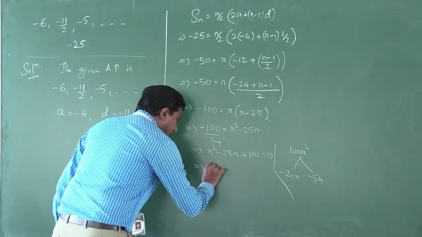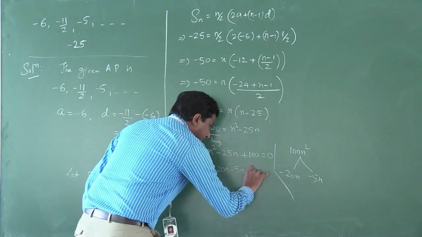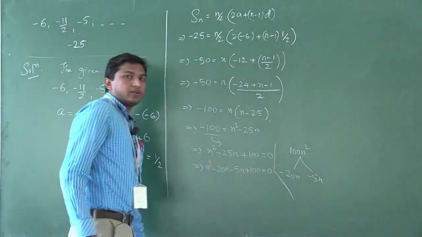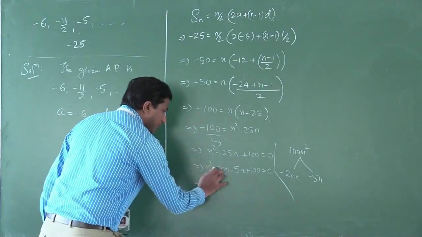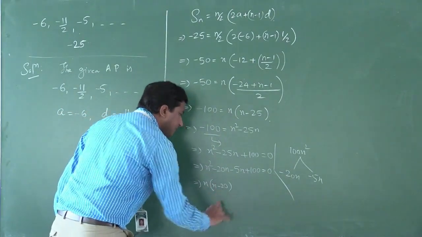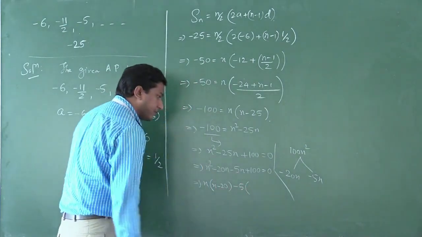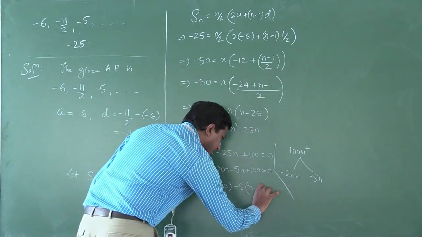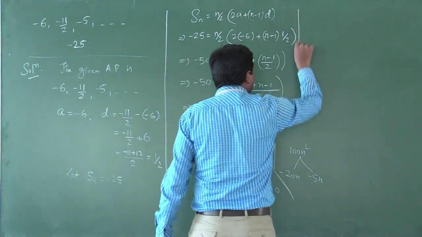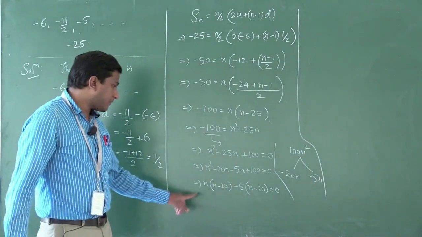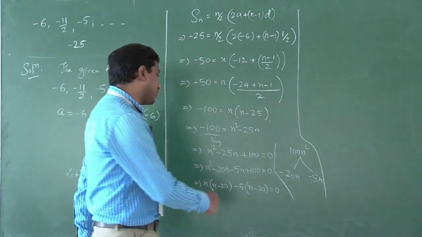Okay, so I can write this as n square minus 20n minus 5n plus 100 equals 0. I can take common n from the first two terms, so I have n minus 20. Minus, I can take minus 5 common here. So I am left with n minus 20 equals 0. Further simplifying this, we have n into n minus 20 minus 5 into n minus 20 equals 0.